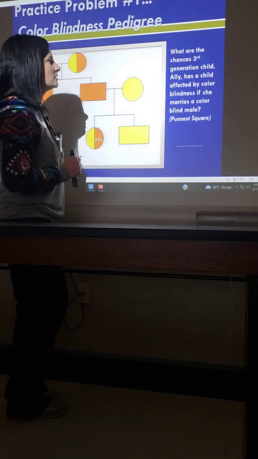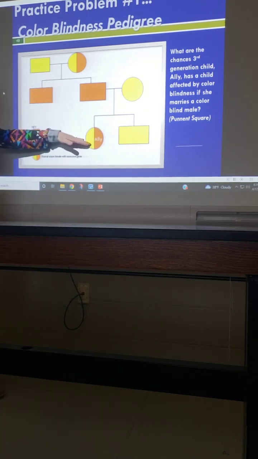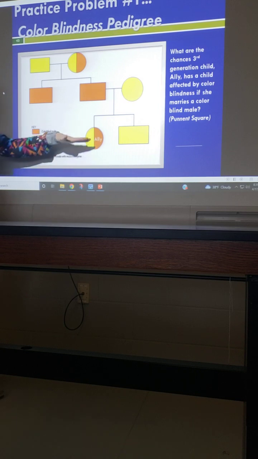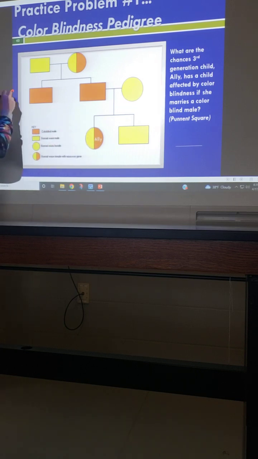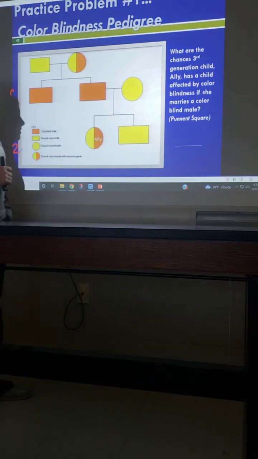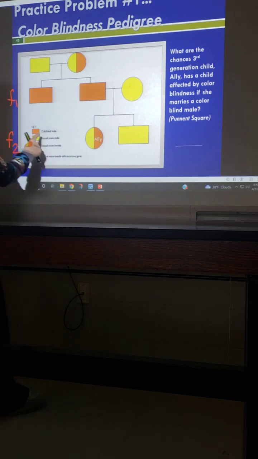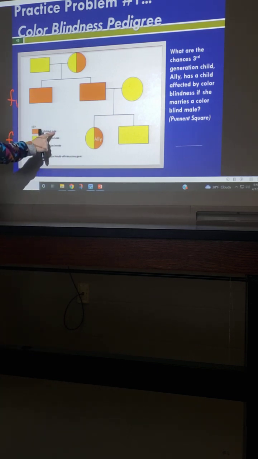So it says, what are the chances, third generation allele, so this would be the third generation, but we call this the F1 and this is the F2, right? So F1, and then here we have F2, has a child affected by color blindness if she marries a colorblind male. All right, so based on this information, I need to look at my key. So colorblind male, normal vision male, normal vision female, normal vision female with recessive gene.